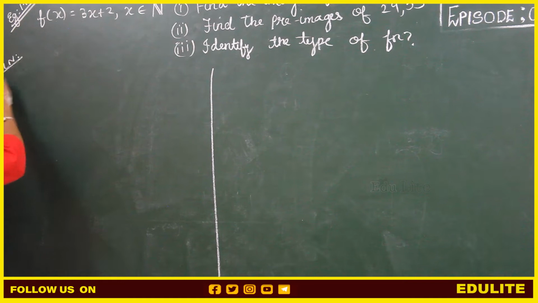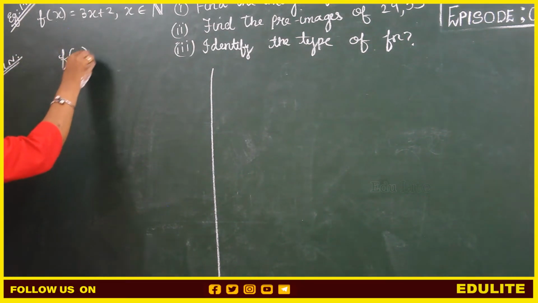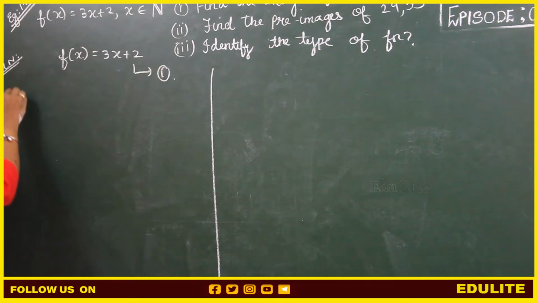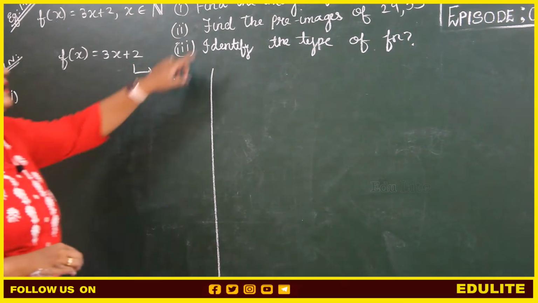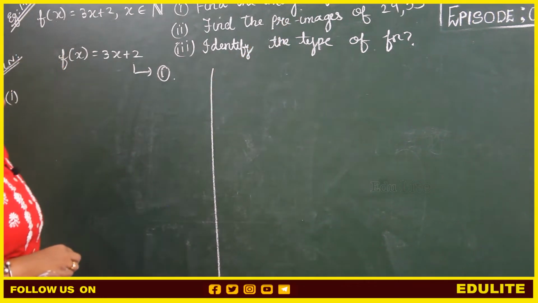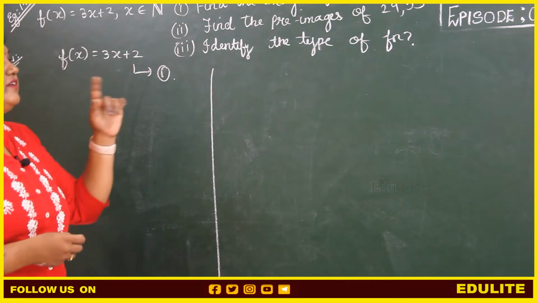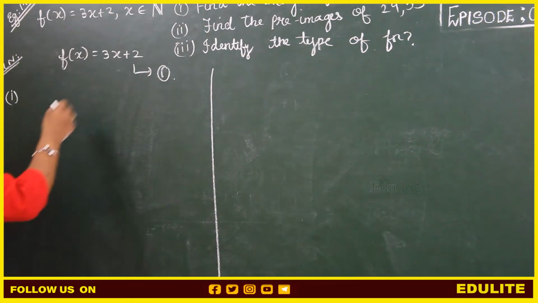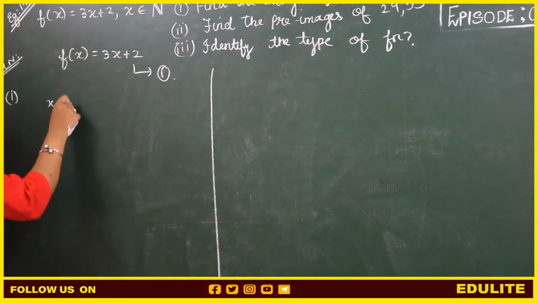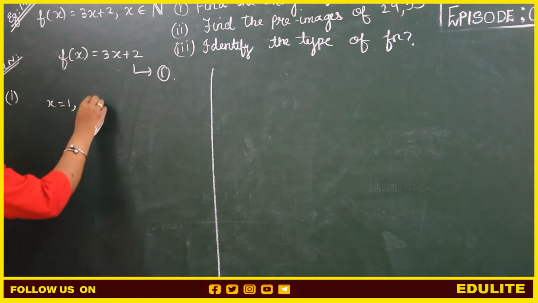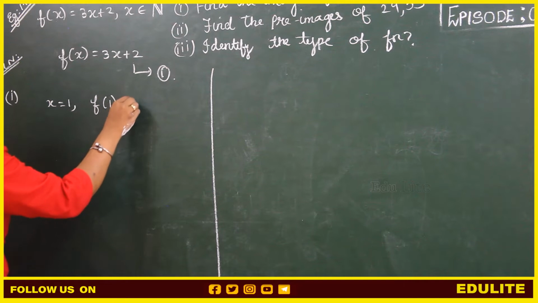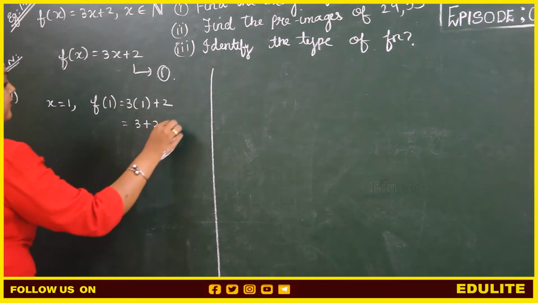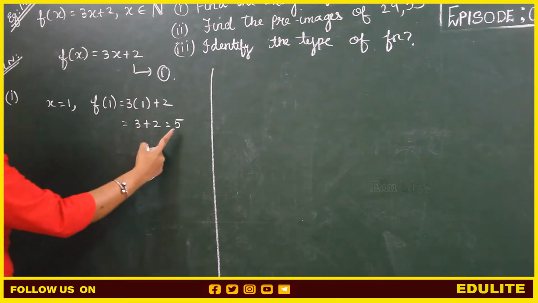So let us consider the function given, f of x is equal to 3x plus 2. I will consider this as equation 1. In the first option, we are asked to find the images of 1, 2, 3. Images of 1, 2, 3 means we are given the values of x. We have to find the values of y. So first, when x is equal to 1, we substitute in f of x, which means f of 1 is equal to 3 into 1 plus 2, 3 plus 2, 5. That is, the image of 1 is 5.